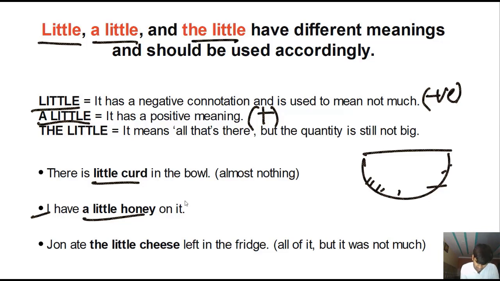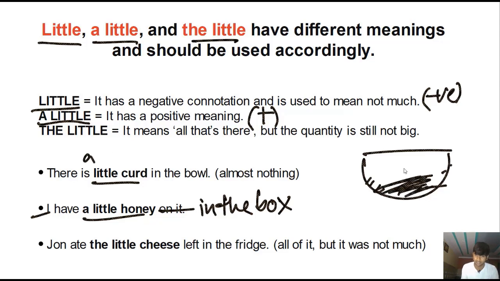I have a little honey in the box, let's say, right? A little honey. Like it's something. It's not a huge quantity, but it's something. Or I can say there's a little curd. Like it's something. It's not a lot, but it's something. Okay. A little. Little negative.